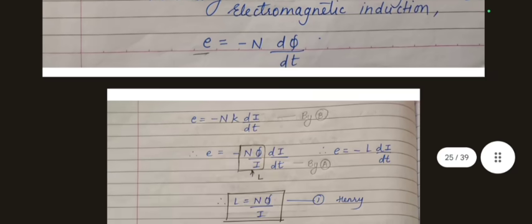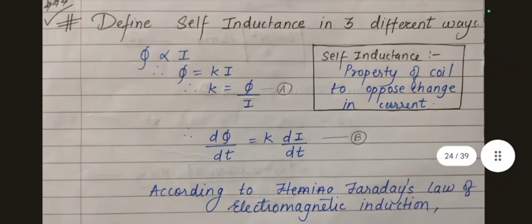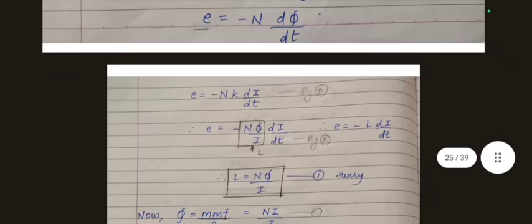Now this k, just substitute this value, which is the first equation. So k is equal to phi by I. Put this also. You will get E is equal to minus n phi by I into di by dt. Now this n phi by I is nothing but your self inductance. So substitute it by L and you will get E is equal to minus L di by dt.